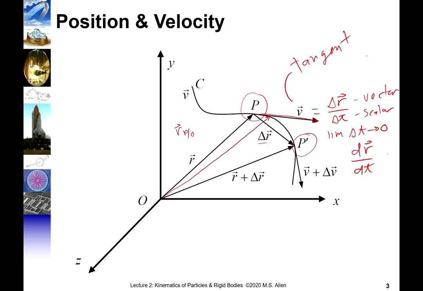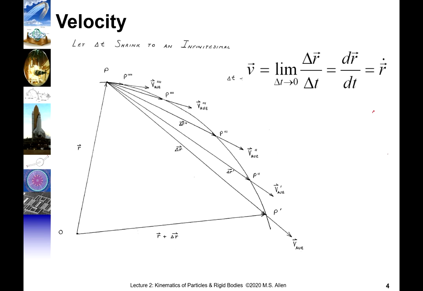Okay, so that's a position vector, and that's velocity. And this is just an illustration of the same thing, that rigorously v is the limit as delta t approaches 0 of delta r over delta t, or dr/dt. And so we'll write that in this class either as dr/dt or sometimes as just r dot.